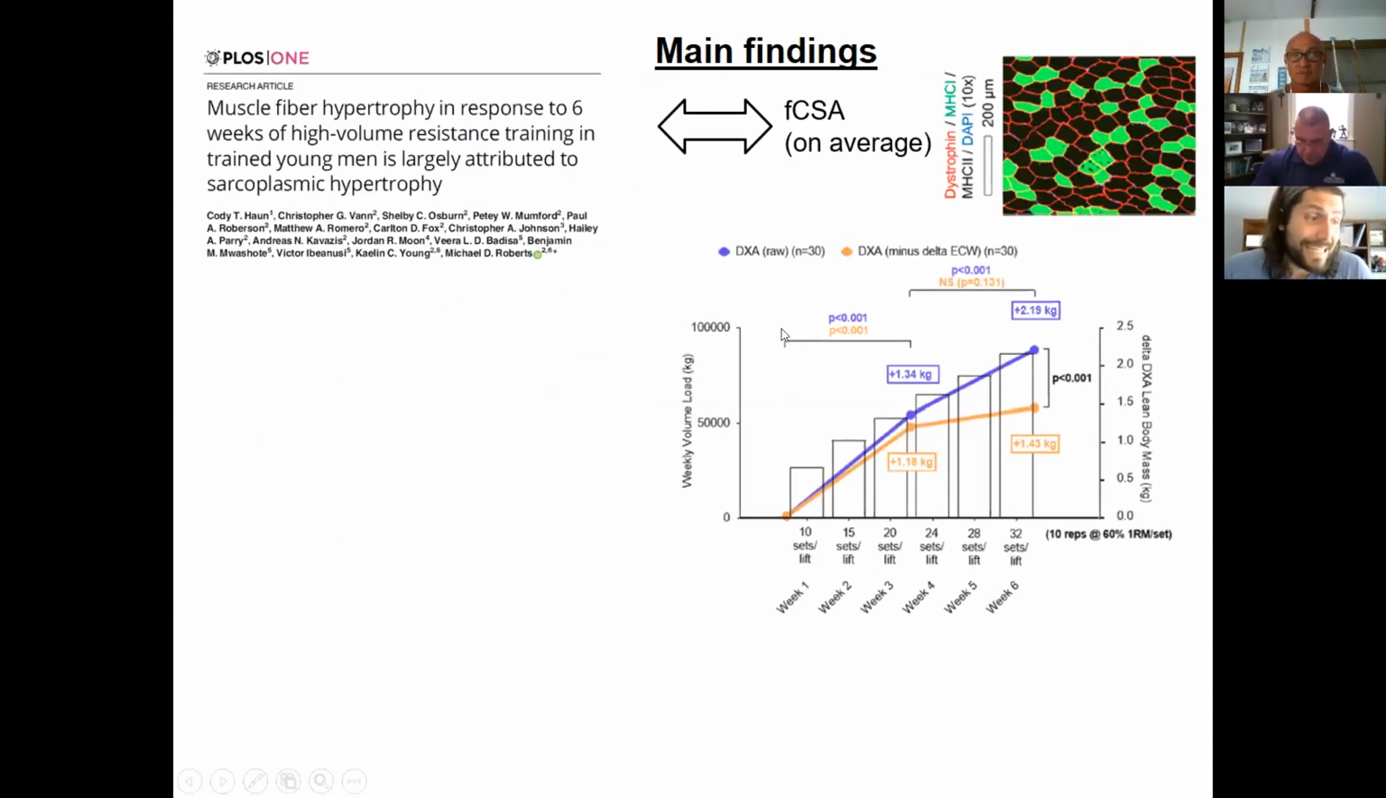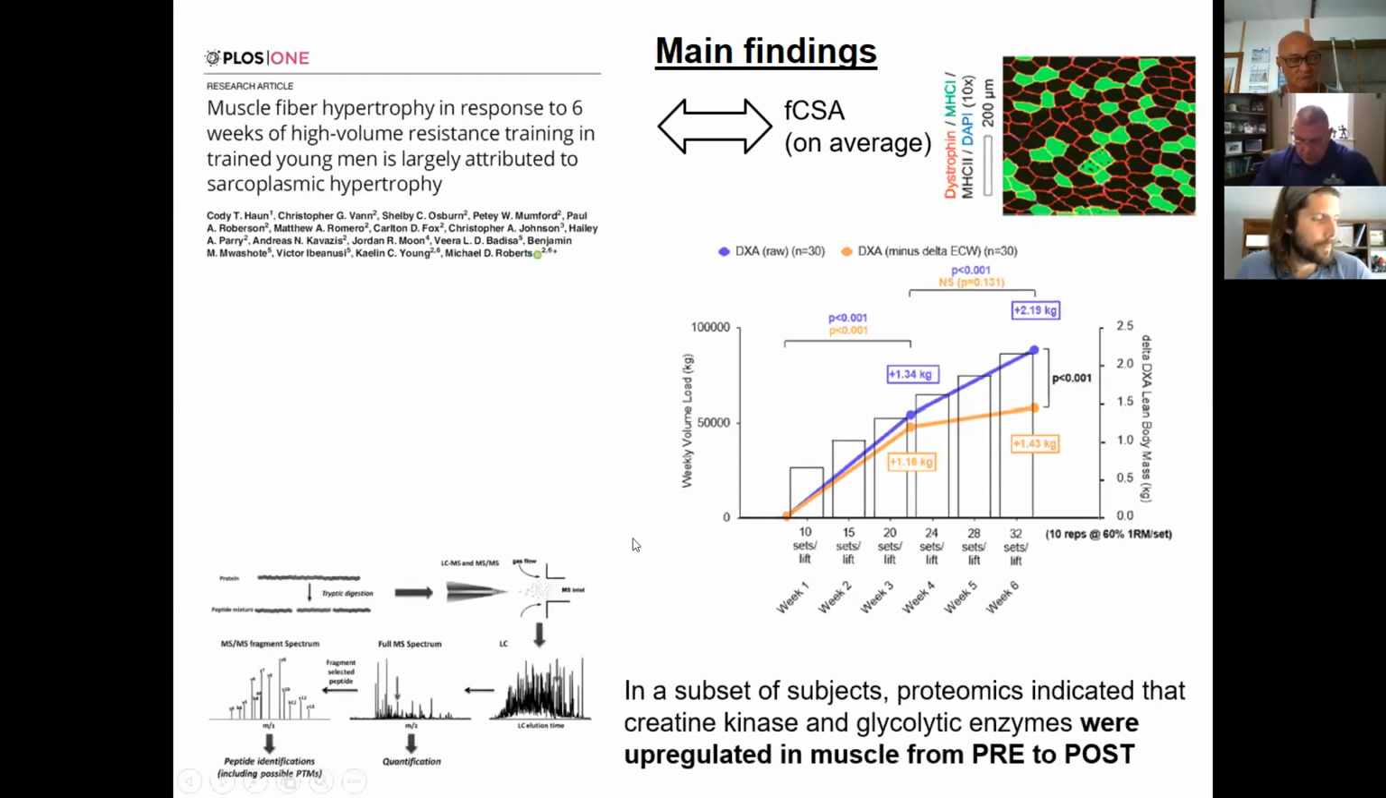Our whole body DEXA data suggests that if you just look at DEXA lean soft tissue mass from pre to mid to post, you do observe an increase in muscle mass. But if you correct for extracellular water, which we think is edema, potentially muscle swelling from non-contractile elements, you see an increase from pre to mid, but not necessarily mid to post. So high volume training, in our opinion, may involve some fluid shifts that people don't commonly talk about.